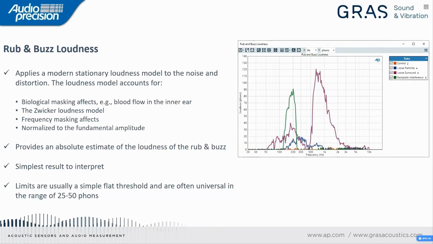Provides an absolute estimate of the loudness of the rub and buzz, and it's the simplest to interpret. Limits are usually a simple flat threshold and are often universal in the range of 25 to 50 fons. The rub and buzz loudness is only available with a fast sweep stimulus.